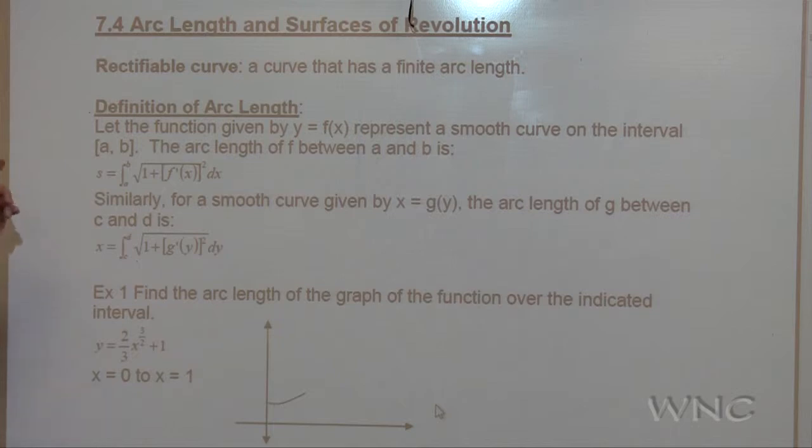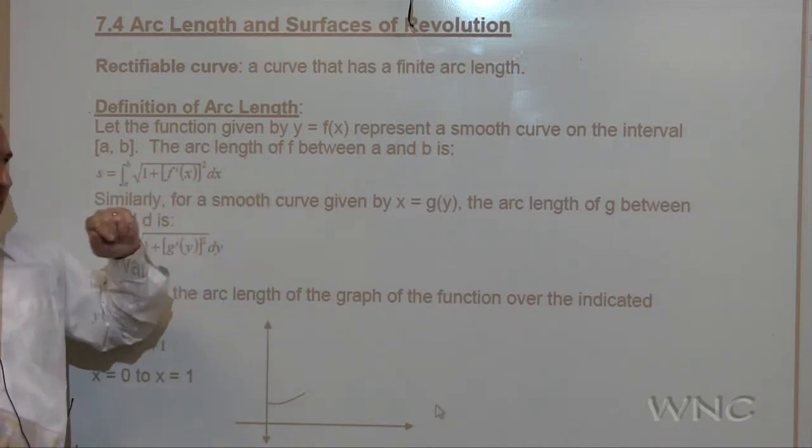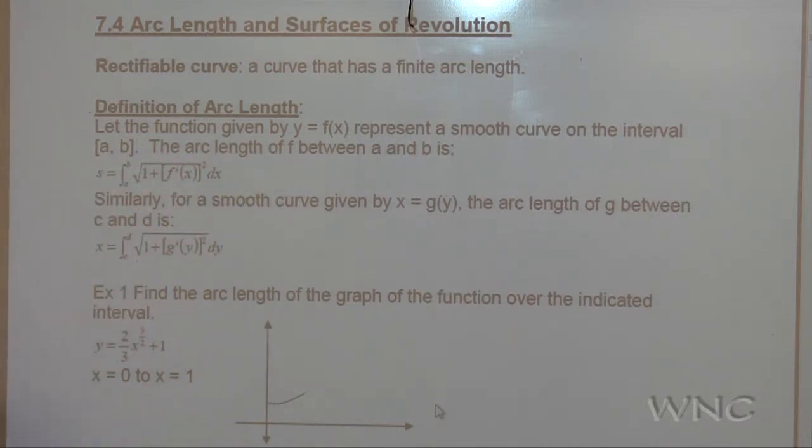Definition of arc length: let the function given by y equals f of x represent a smooth curve on the interval from a to b. The arc length of f between a and b is little s. So little s is the integral from a to b of the square root of 1 plus f prime of x squared. So the f prime of x gets squared under the radical, dx.